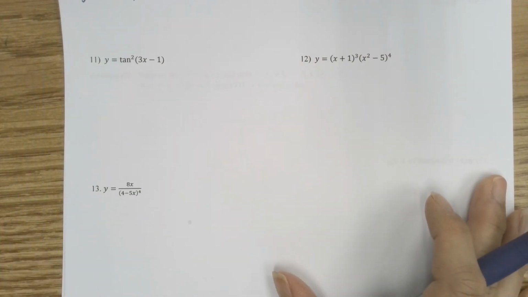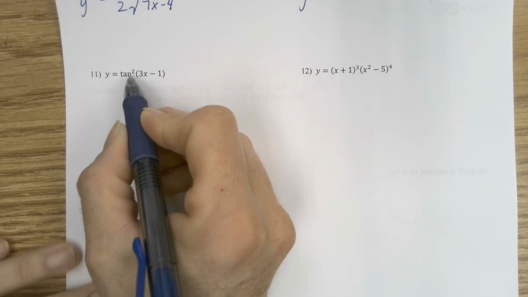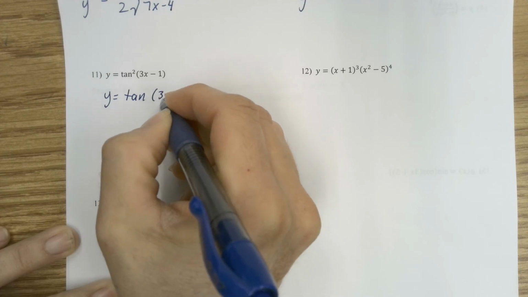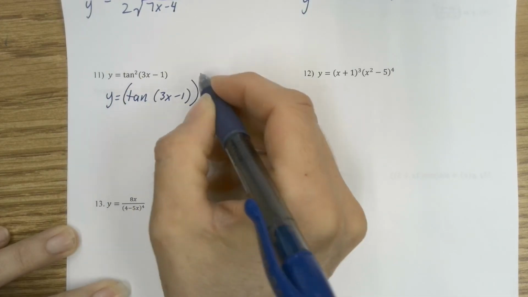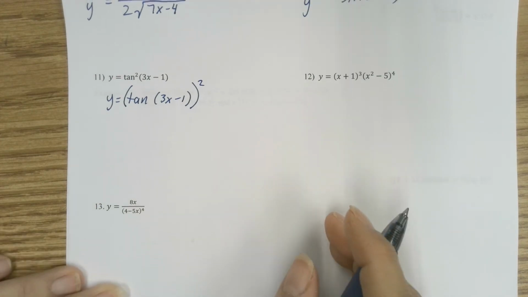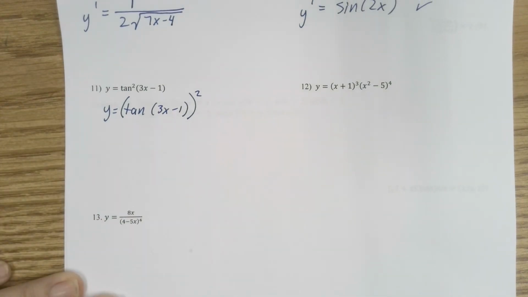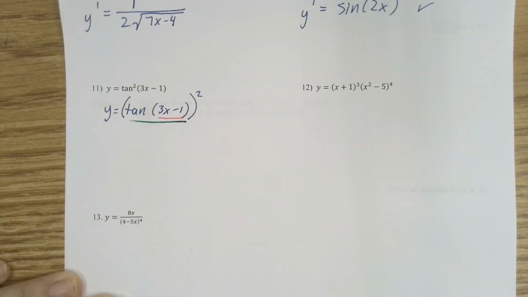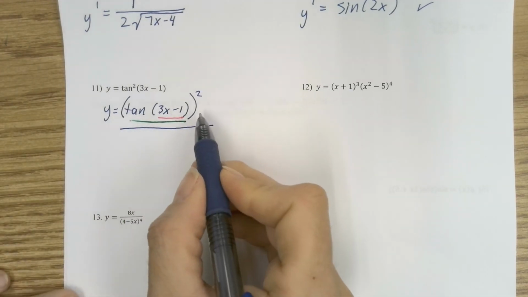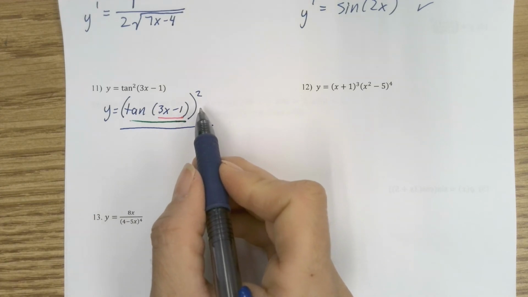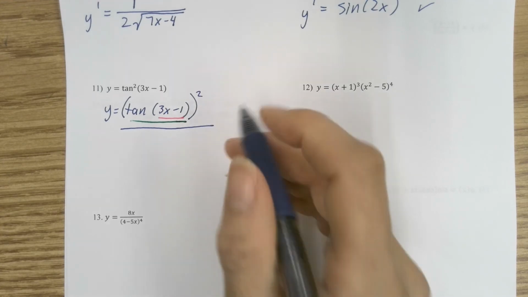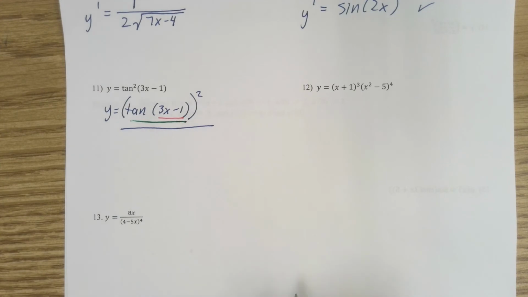All right, take a look at number 11. I've got another trig expression raised to a power, so I am going to rewrite this. So we have tangent of 3x minus 1, but this whole thing is being raised to the 2nd power. Whoa! What do we have here? We have an innermost function, the 3x minus 1. We have a middle function, which is the tangent, and then we have the outermost function, which is the squared. So this is actually a function within a function within a function. So instead of differentiating f of g of x, this is like differentiating f of g of h of x.